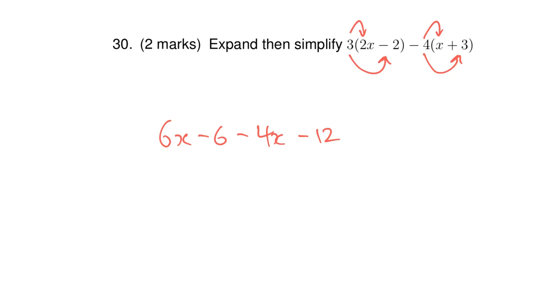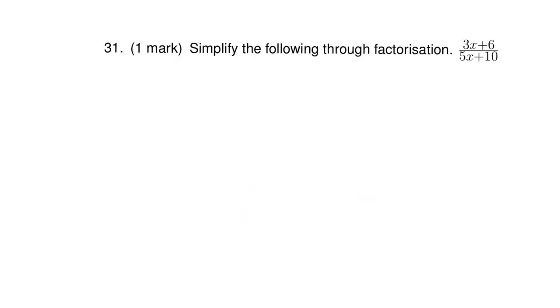Do I have any like terms? Yeah, I do. I've got 6x and 4x. I've also got some constants, so I can tidy those up as well. 6x take 4x just leaves me with 2x. Then I've got negative 6, take away 12. So I'm starting at negative 6, taking away another 12. I end up at negative 18. Happy days. All done.